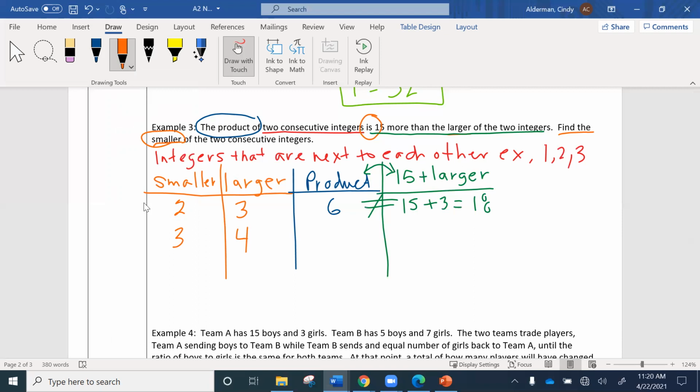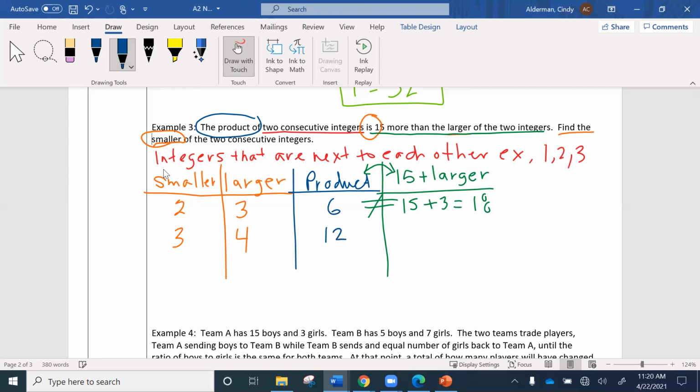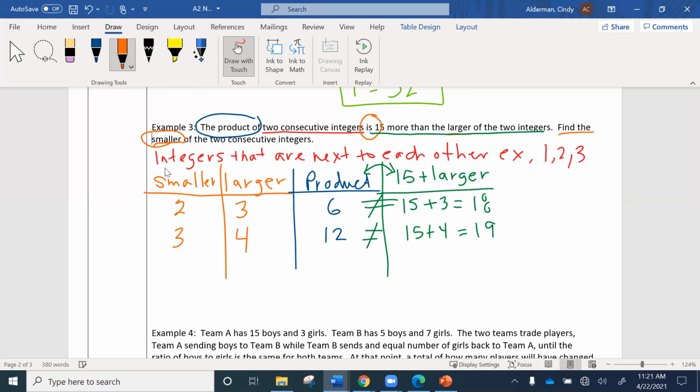The product of 3 and 4 would be 3 times 4, which is equal to 12. And the larger number in this scenario would be 4. So 15 plus 4 is equal to 19. 19 does not equal 12. But we're getting closer, right? The numbers are getting closer together. So I think we're on the right track. We're just going to try a bigger number. So if the smaller number is 4, the next consecutive number would be 5.